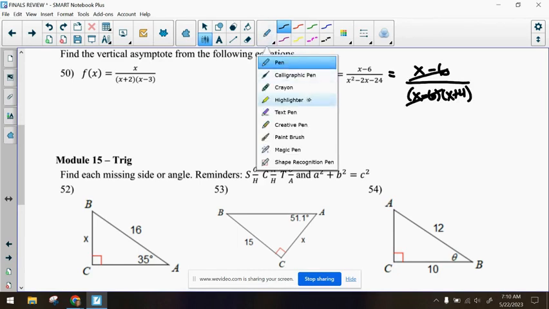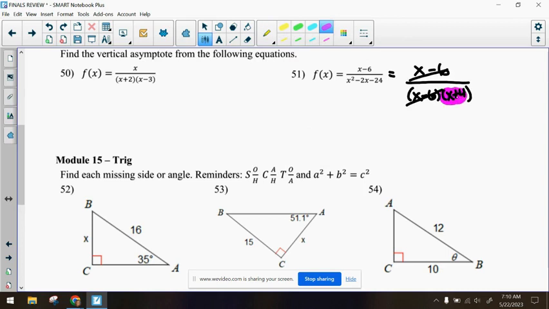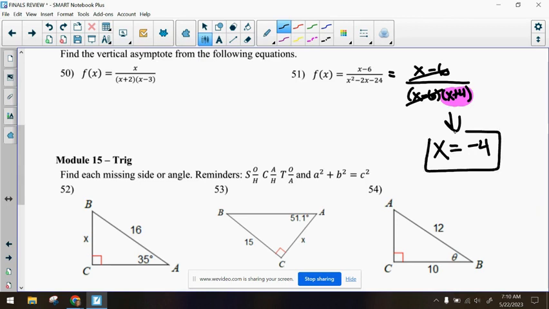So what the idea of a vertical asymptote asks is that whatever factor is left over in the denominator gives us a vertical asymptote. They always start with x equals, and we flip the sign. So that graph would have a vertical asymptote at x equals -4. Number 50, we would have two vertical asymptotes. X would be at -2 and +3.